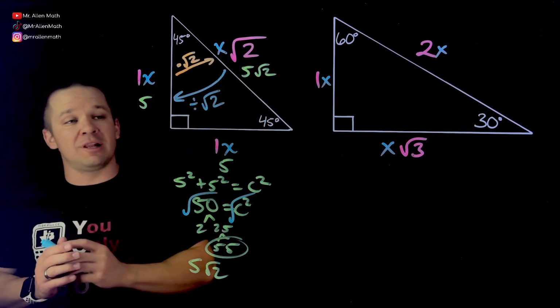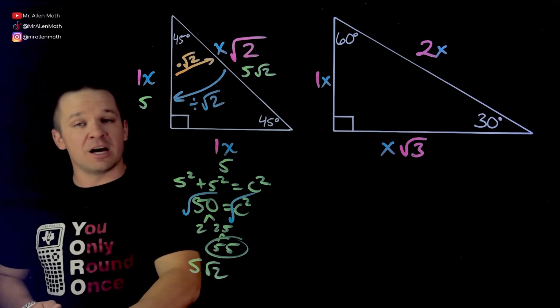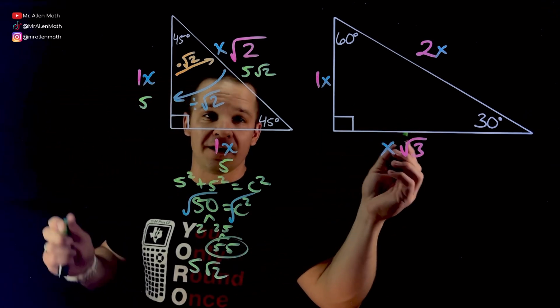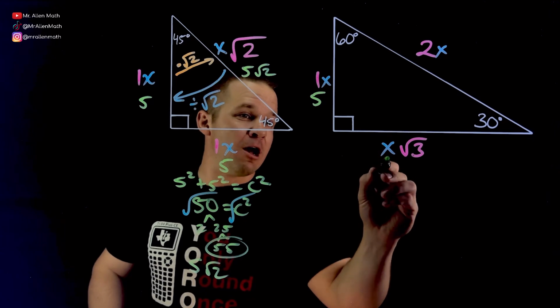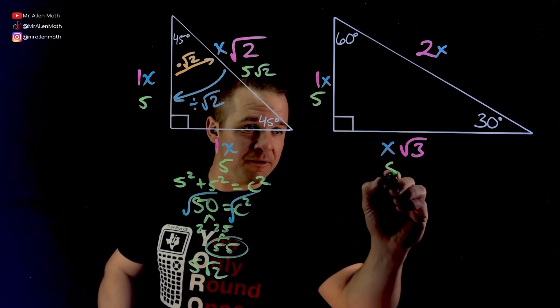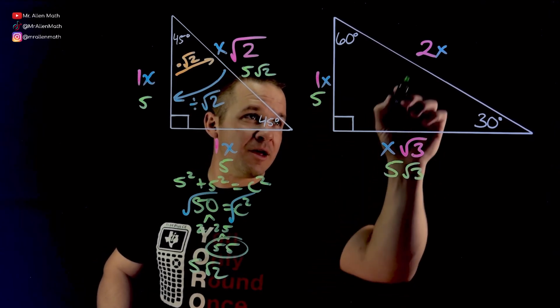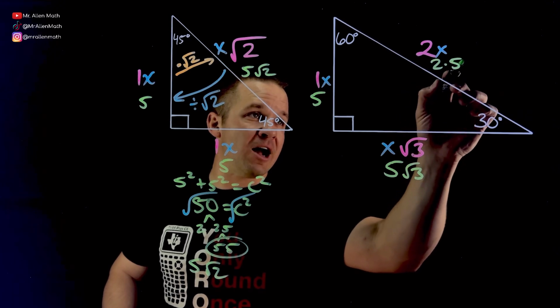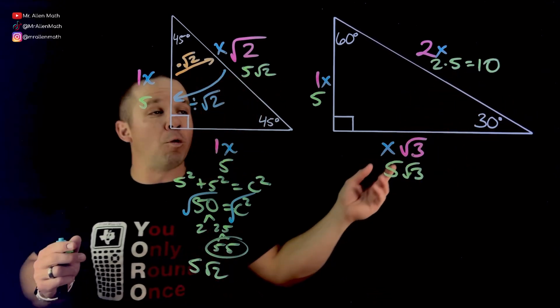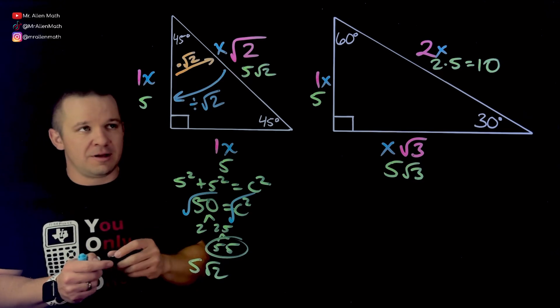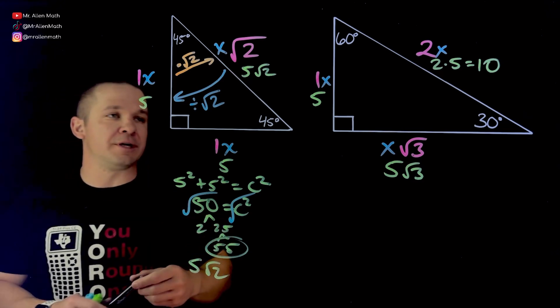So if I have the short leg, it's super easy to get the other ones. Let's say, once again, that this is 5. That would make this one, well, x is 5, so this would be 5 root 3. And this over here would be 2 times 5, which is 10. Voila. Beautiful.